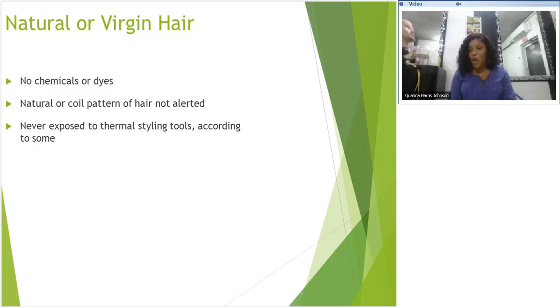It has never been colored. It has never had any chemicals. The natural or coil pattern of the hair is not altered, so it's never been pressed either. It's never exposed to thermal styling tools or anything of that sort. So if your hair has never had any of those things, your hair is natural. If it has, it's not. It's natural if it has never had any of this. So even if you color your hair and no relaxer was on it, it is still not natural.